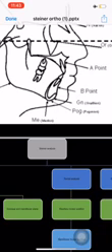Gnathion in the anterior surface of the symphysis of the chin, while Menton in the inferior surface of the chin, and between Gnathion and Menton there is Pogonion. Gonial angle, which is formed between the mandibular plane and the tangent which touches the posterior surface of the ramus of the mandible.